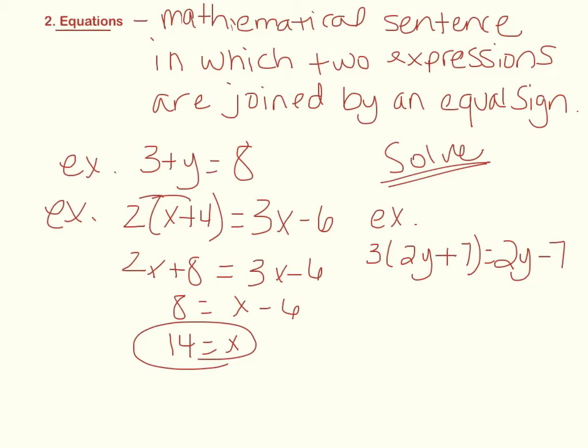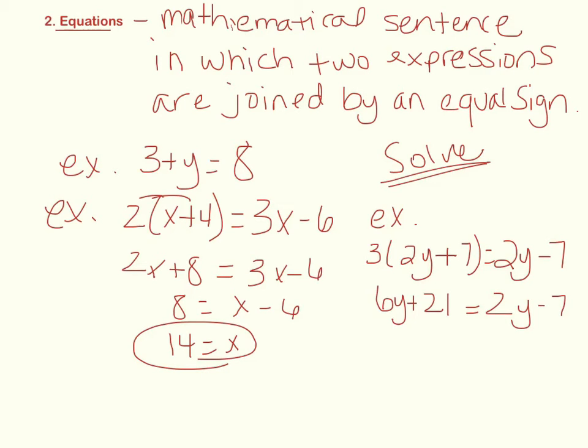All right, so we got to distribute this 3 first. So we end up with 6y plus 21. That looks strange. Let me try that again. 6y plus 21 equals 2y minus 7.